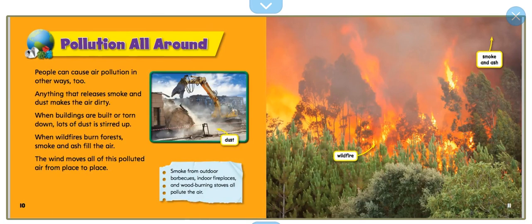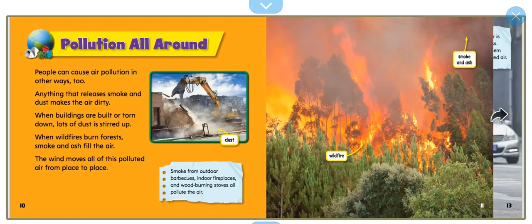Pollution all around. People can cause air pollution in other ways too. Anything that releases smoke and dust makes the air dirty. When buildings are built or torn down, lots of dust is stirred up. When wildfires burn forests, smoke and ash fill the air. The wind moves all of this polluted air from place to place. Caption. Dust. Caption. Smoke from outdoor barbecues, indoor fireplaces, and wood-burning stoves all pollute the air. Caption. Wildfire. Caption. Smoke and ash.